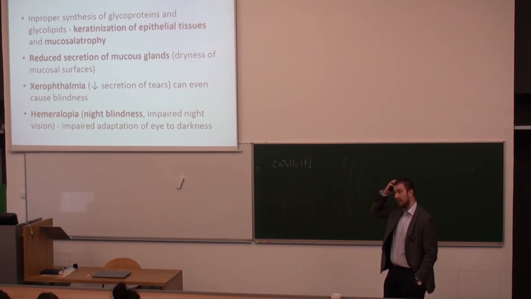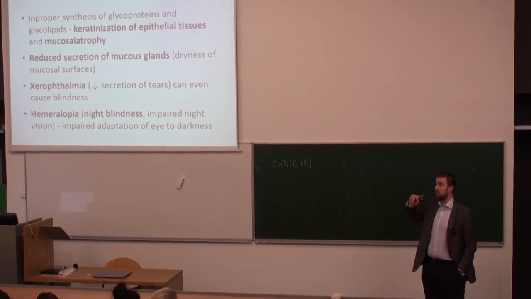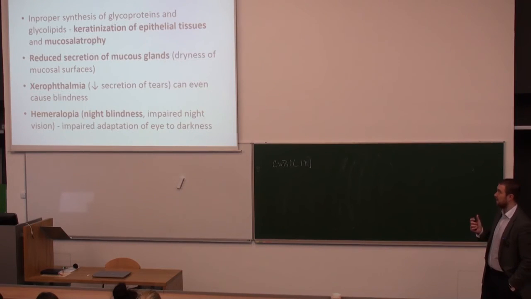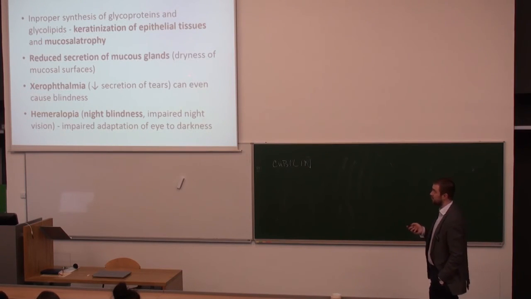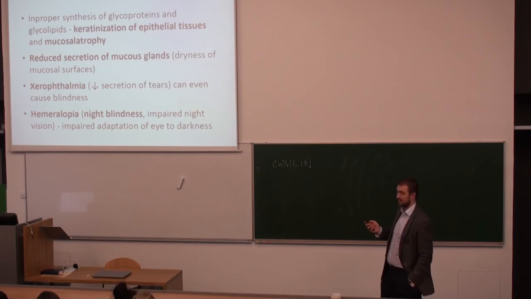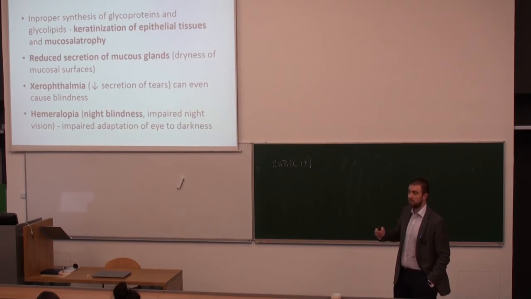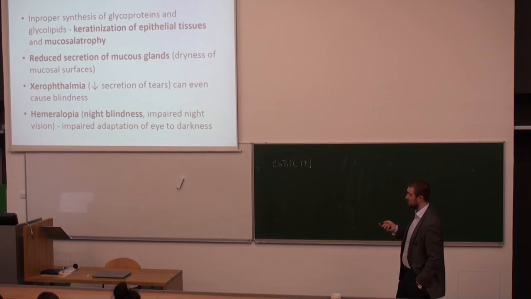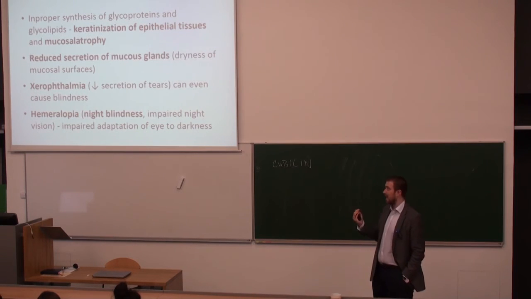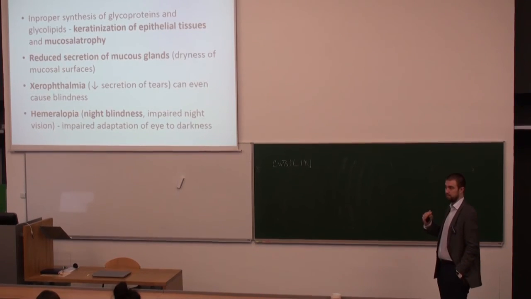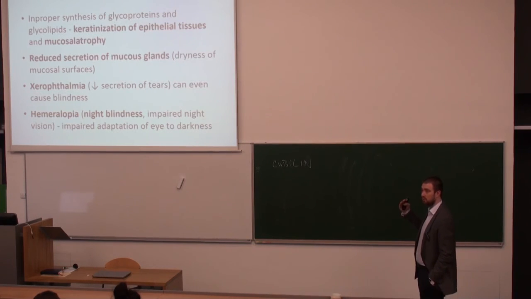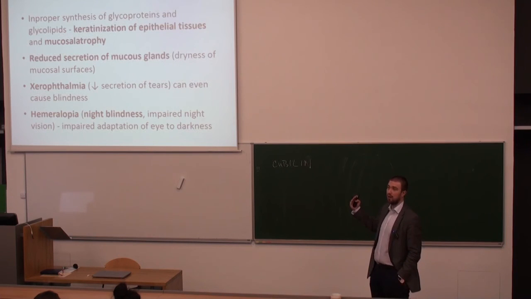What will happen if you have a lack of vitamin A is a problem, especially in your epithelial cells at the mucuses. First problem is that you will have reduced secretion of your mucus glands. This will cause dryness of, for example, your oral cavity. But what's more severe is the problem of your eye. You can have a problem called xerophthalmia. That means lack of tears, and this can even cause blindness. Nowadays it's not so common, but in the past it could be really one of the severe results of vitamin A deficiency.